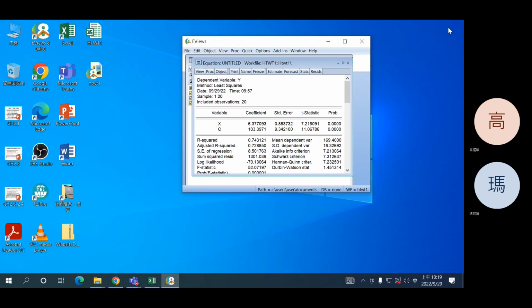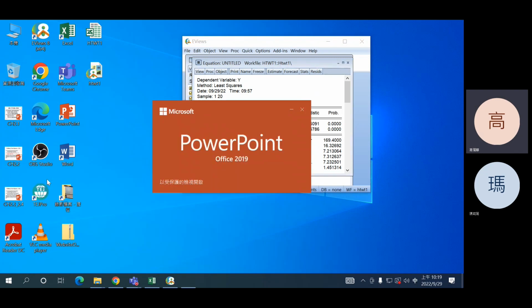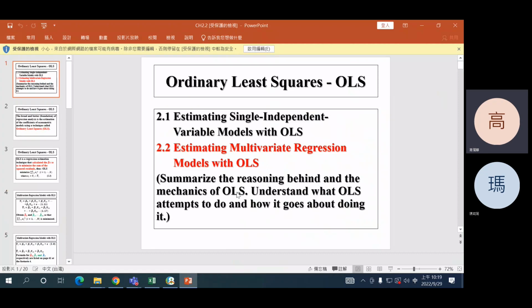Let me continue to my second section, which is estimating the multivariate regression model with OLS. I just described one using X. Now I have many X, so we call it multiple regression model, or we say multivariate. I don't like to use multivariate, but in our book the author used multivariate. Usually we use multiple.